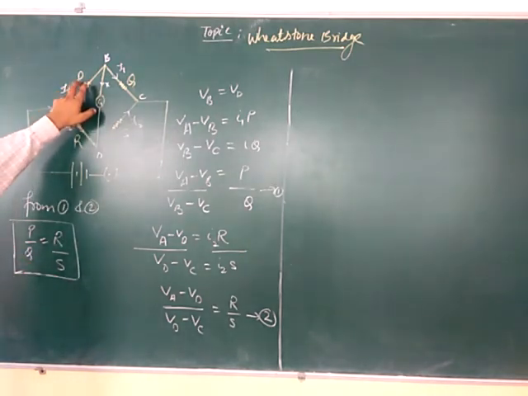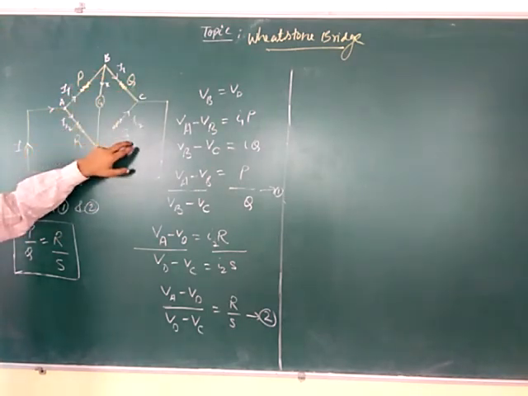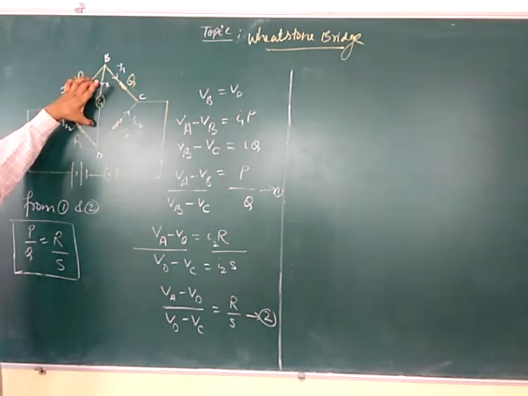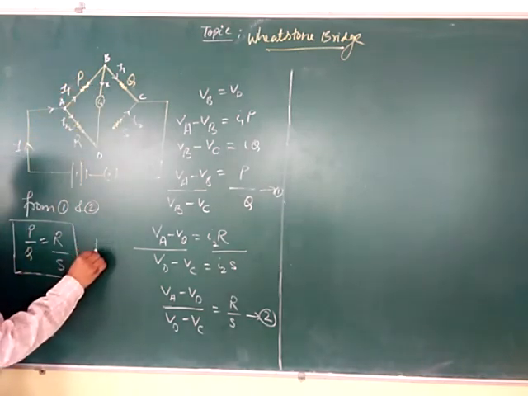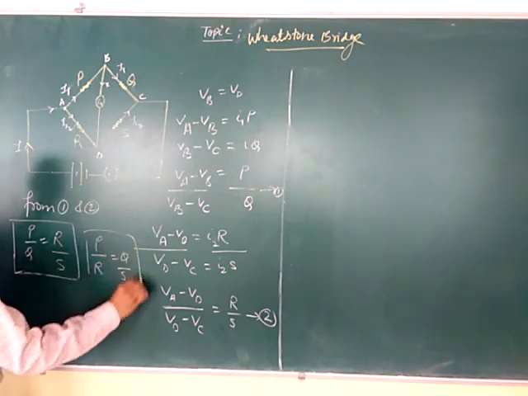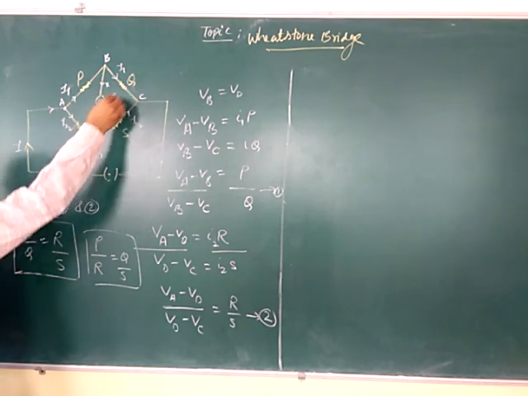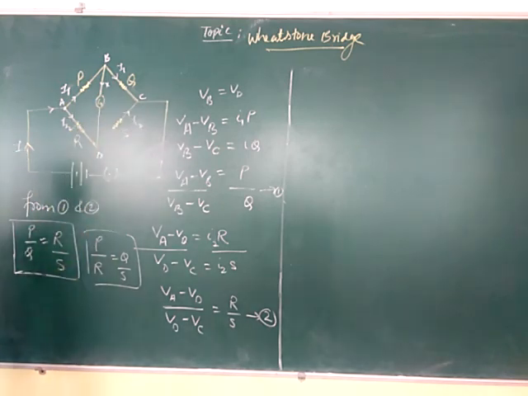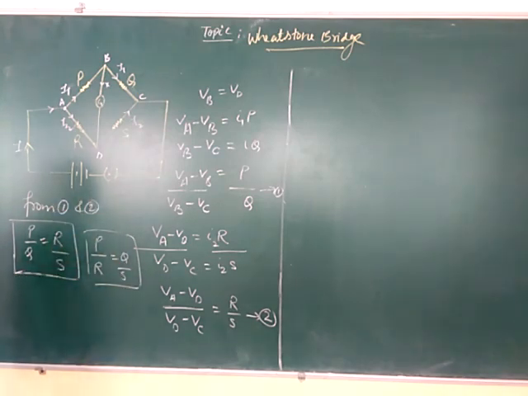So when the ratio of the arms P to Q is equal to R to S, then no current will flow in this arm. This is the condition for the Wheatstone bridge. Or it can be written in another way also: P upon R is equal to Q upon S. Either this upon this is equal to this upon this, or this upon this is equal to this upon this. This is the condition for the Wheatstone bridge. So this is one way to approach the Wheatstone bridge.